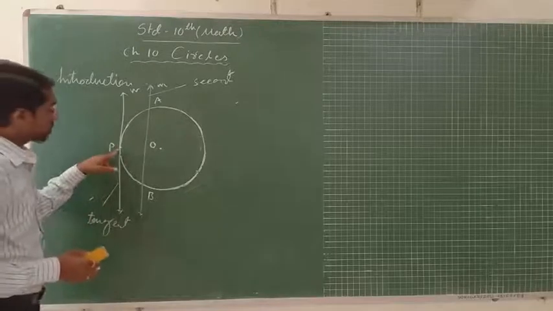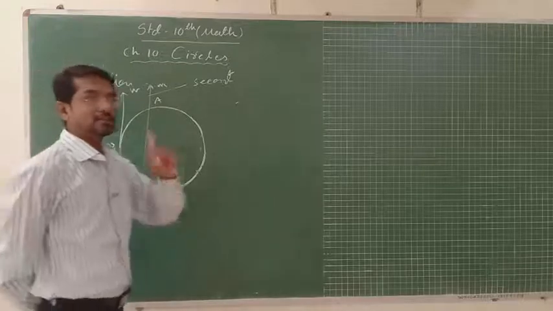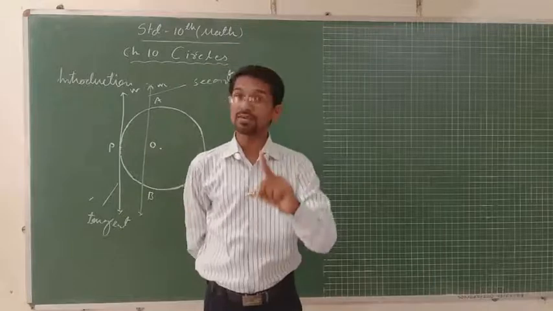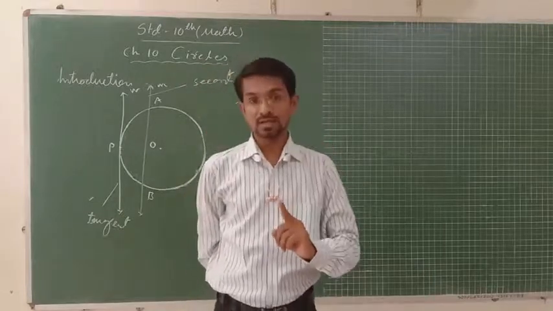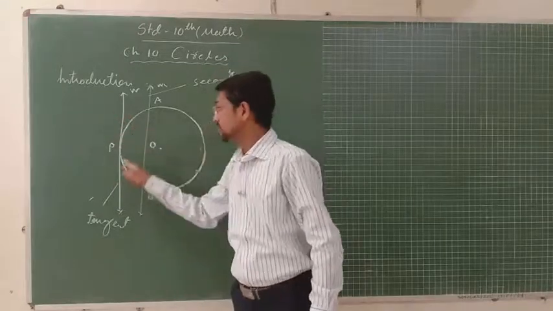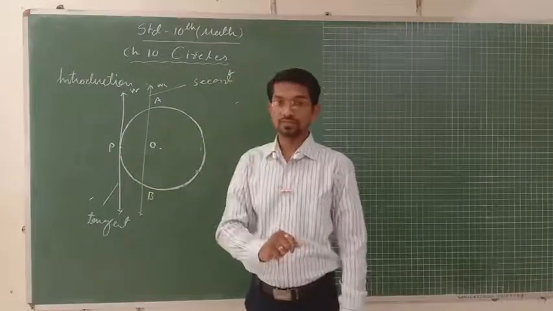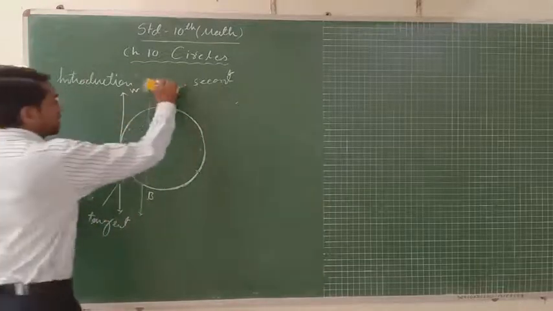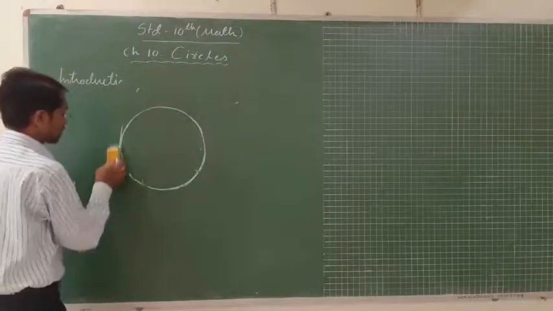Here this point P is called the point of contact. A line that intersects a circle at only one point, or we may say a line that touches a circle at only one point, is called a tangent to a circle. The point where the line meets the circle is called the point of contact. This is the secant, and this is the tangent. We will learn more about the tangent.